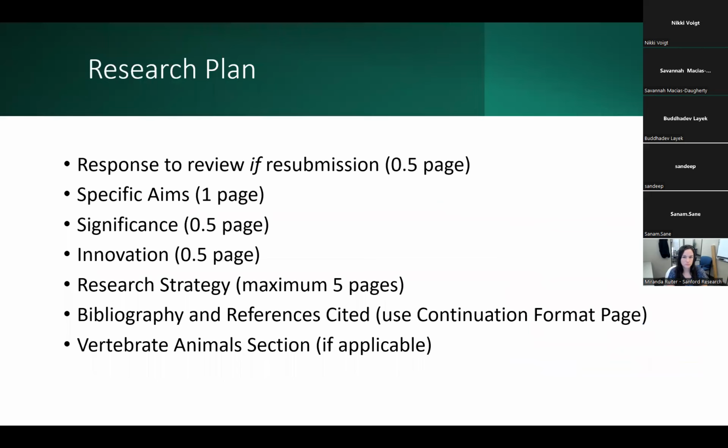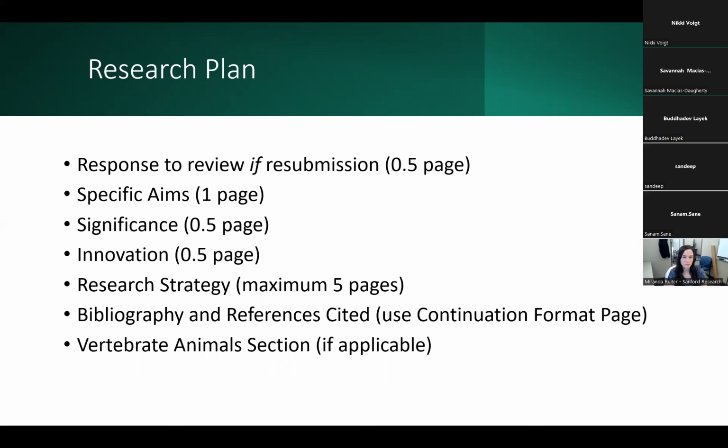And then just a little overview of what your research plan entails. You have different components, like a response to review, only if this is a resubmission of your project. And then you have specific aims, significance, innovation, research strategy.